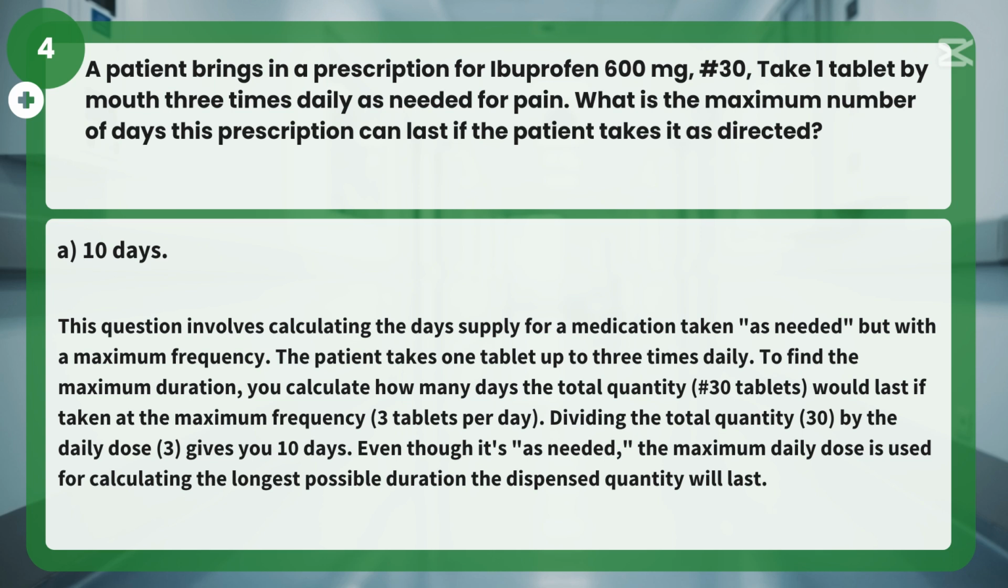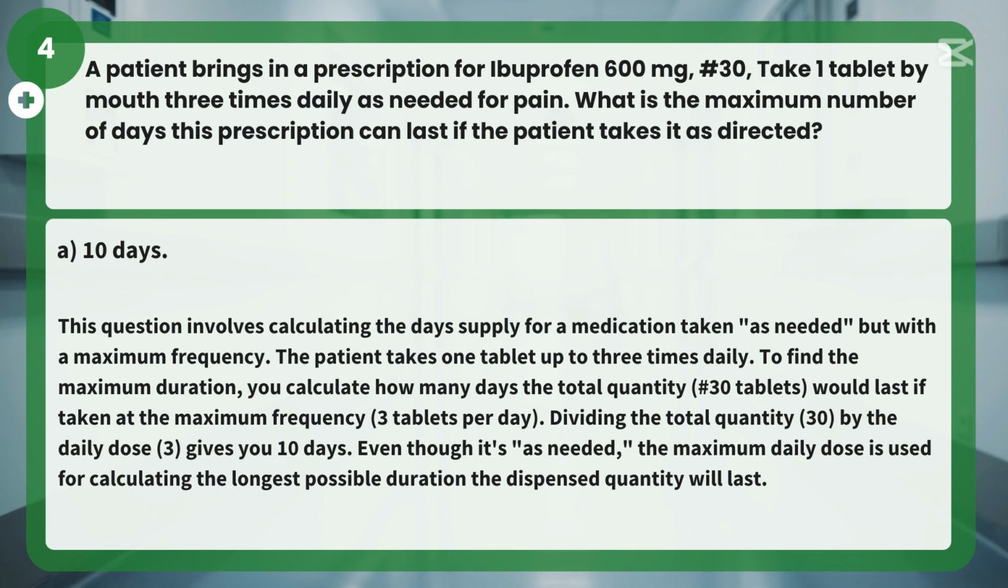Answer: A. 10 days. This question involves calculating the day's supply for a medication taken as needed but with a maximum frequency. The patient takes 1 tablet up to 3 times daily. To find the maximum duration, you calculate how many days the total quantity, number 30 tablets, would last if taken at the maximum frequency, 3 tablets per day.